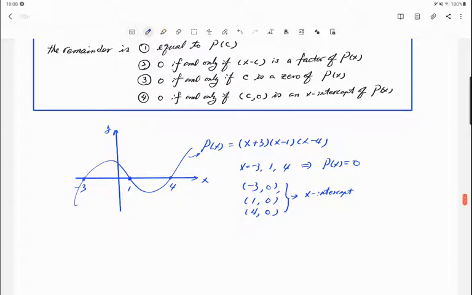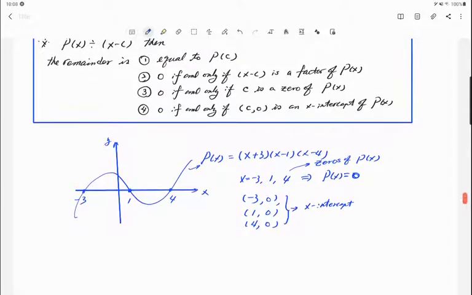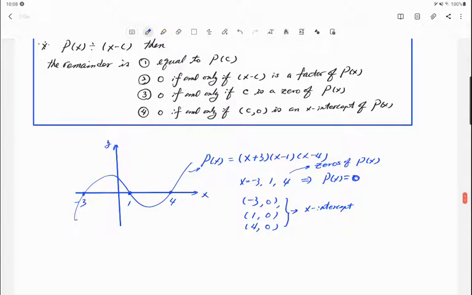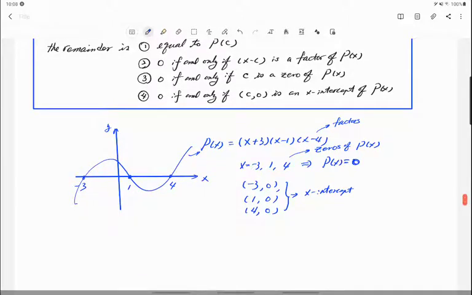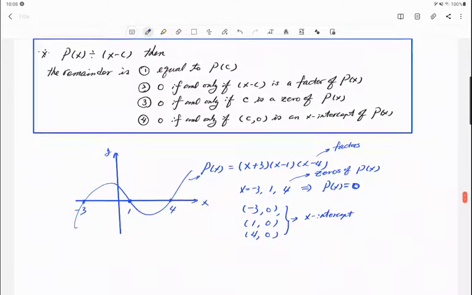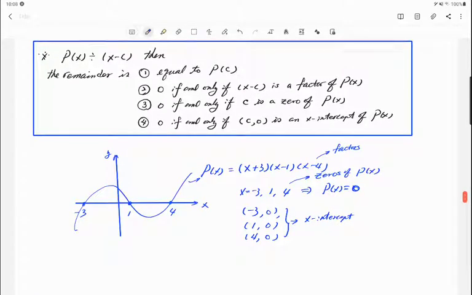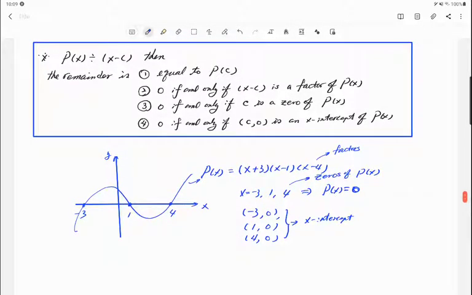Once p of x is 0, those x values are called the zeros of the function, right? We call these the zeros of p of x. And since these are the factors, p of x is divisible by each factor, so the remainder is 0. There's no remainder, because it's factorable.